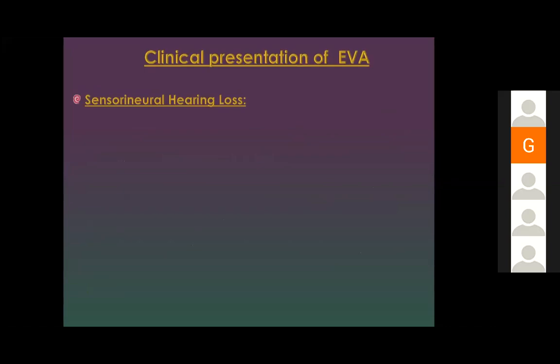Clinical presentation. An EVA patient presenting to our clinic may present in different forms: either sensorineural hearing loss, conductive or mixed hearing loss, or vertigo.